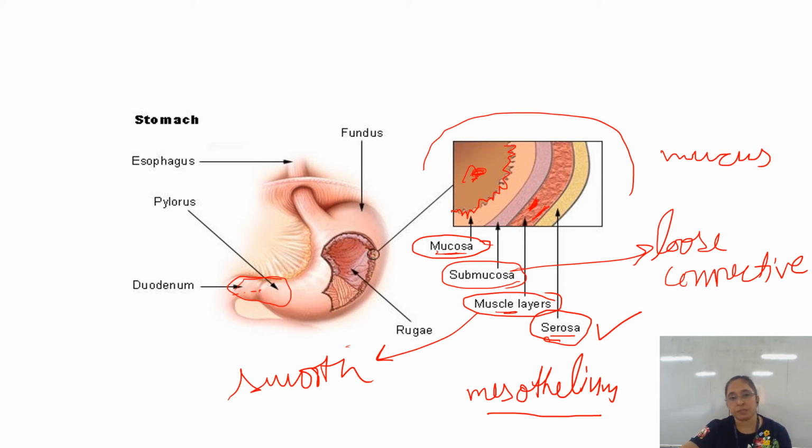the mucosa in the stomach region. Here they have irregular fold-like structures, and that is called rugae. So the mucosa in the stomach region has fold-like irregular structures called rugae. And the stomach mucosa layer forms the gastric glands also, which secrete gastric juice. Okay, so that is the case of the stomach.